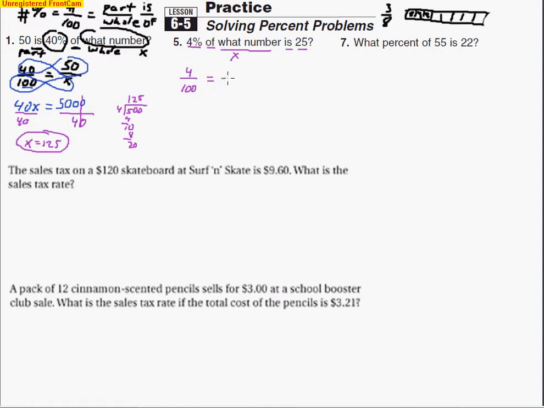We don't know what the number is. Remember, it's is over of. Of tells us the whole, so that goes on the bottom, and is 25. 25 goes on top. And we're ready to cross multiply. So we're going to multiply the 4 and the x together. We get 4x. We're going to multiply that by 25.